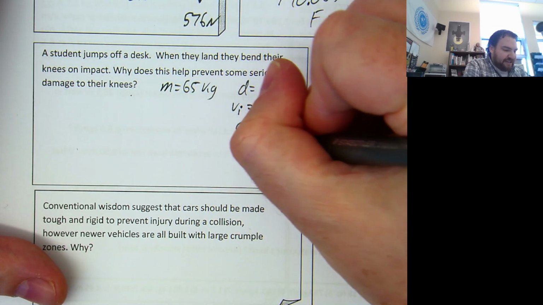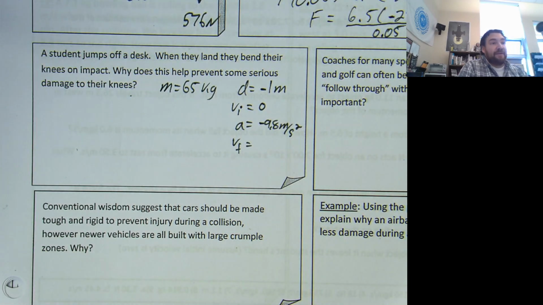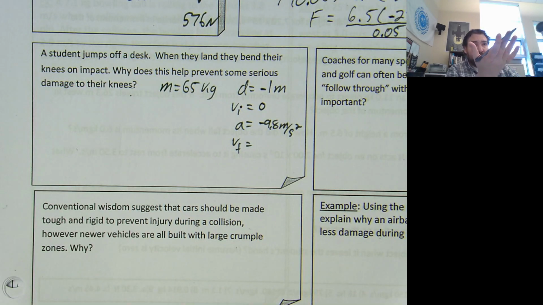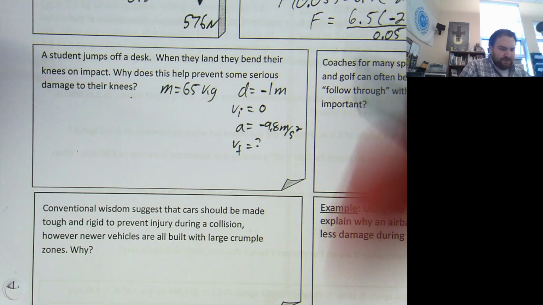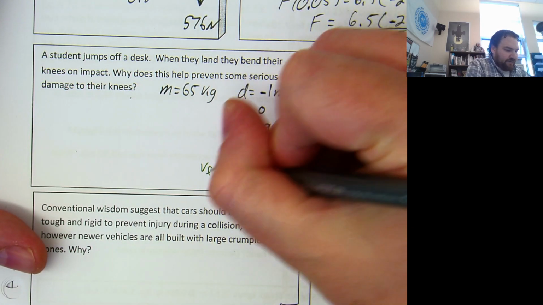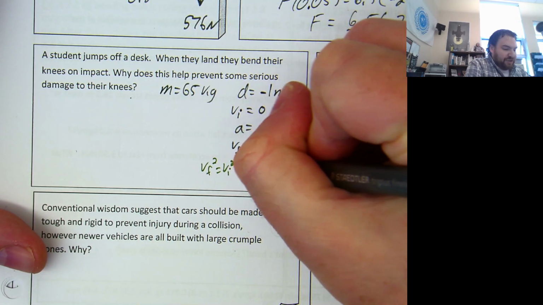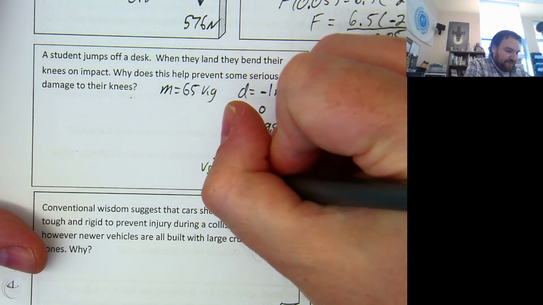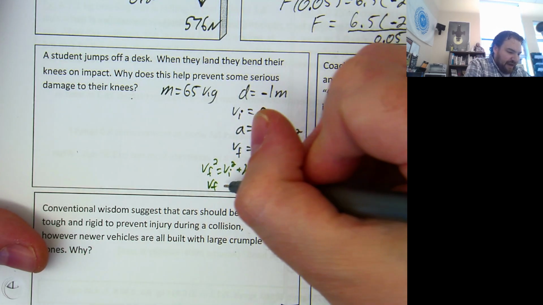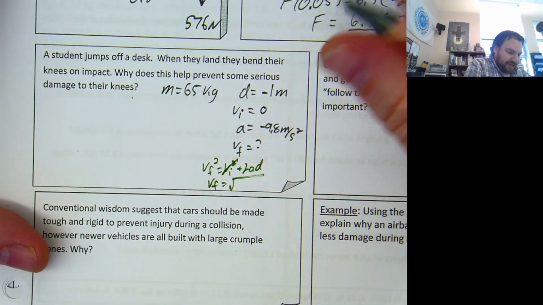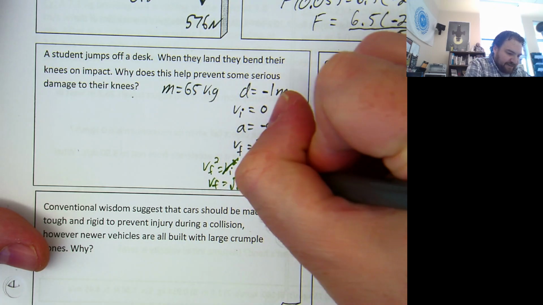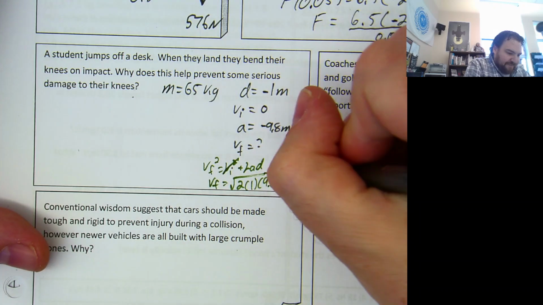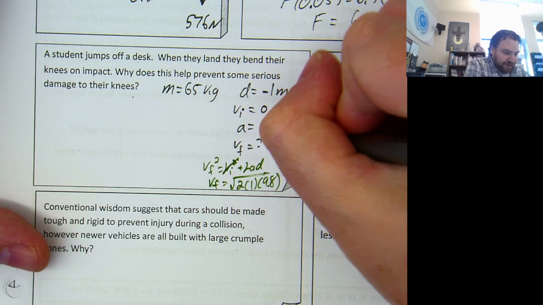What's the final velocity of that person as they hit the ground? Dropping 1 meter. So 1 meter is a little bit taller than your desk. I'll do the equation for you because that's not what this unit's about. VF squared equals VI squared plus 2AD. So VF, if I plug all of these things in here, is going to be the square root of 2 times 1 times 9.8. The final velocity here is going to be 4.43 meters per second.